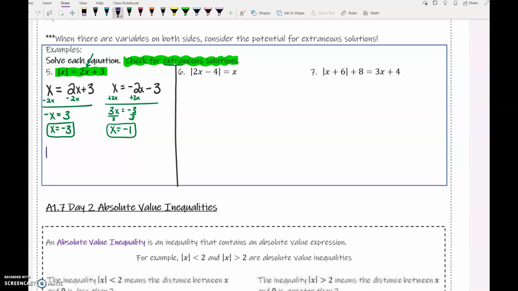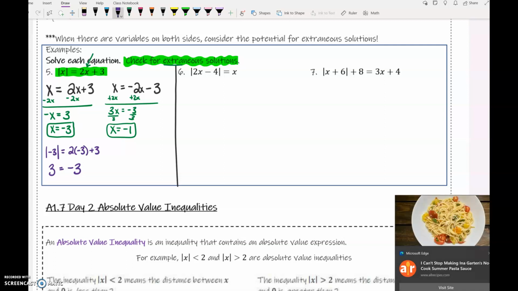So I would have the absolute value of negative 3 equals 2 times negative 3 plus 3. The absolute value of negative 3 is positive 3. This would be negative 6 plus 3, which is negative 3. 3 doesn't equal negative 3. So the left side and the right side of my equation don't match up. That isn't going to work. That's an extraneous solution.